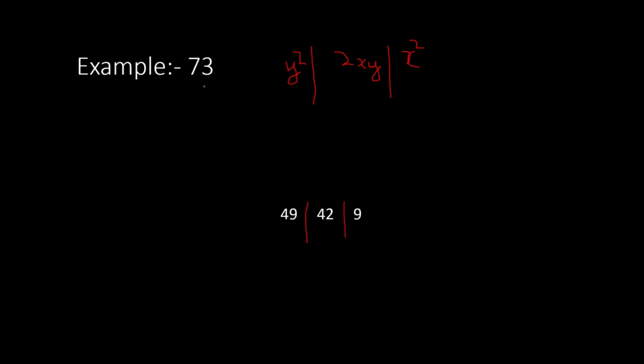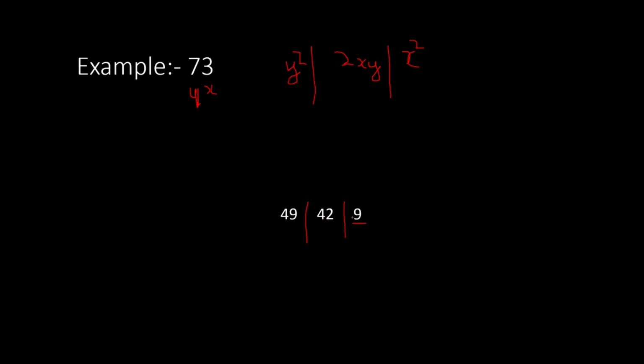This is x square, where x is 3, and this is y. We're taking 3 square, which is 9, and 2 times x times y. 2 times 7 equals 14, and 14 times 3 equals 42. You need to remember the tables. And then y square, that is 7 square, is 49.